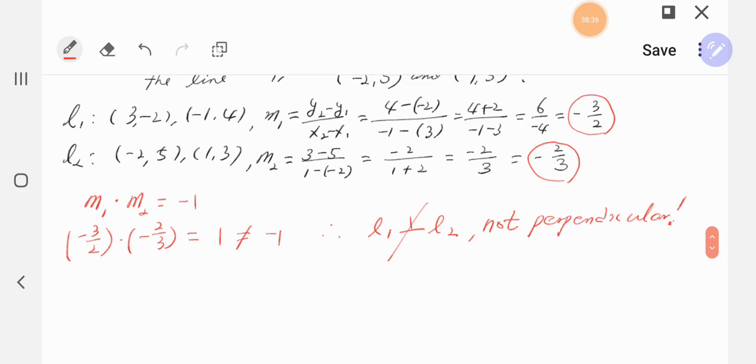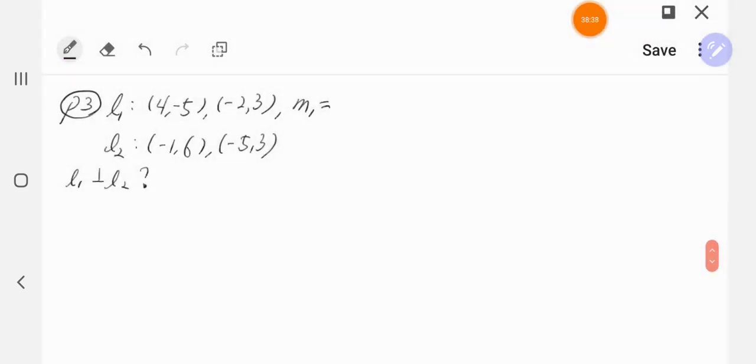Okay, try problem number 3. For this one, let's find the slope of the first line. What we are doing is the same thing: y2 minus y1 over x2 minus x1, rise over run. So 3 minus -5 over -2 minus 4. Then 3 plus 5 over -6, 8 over -6, so -4/3. Negative, right?